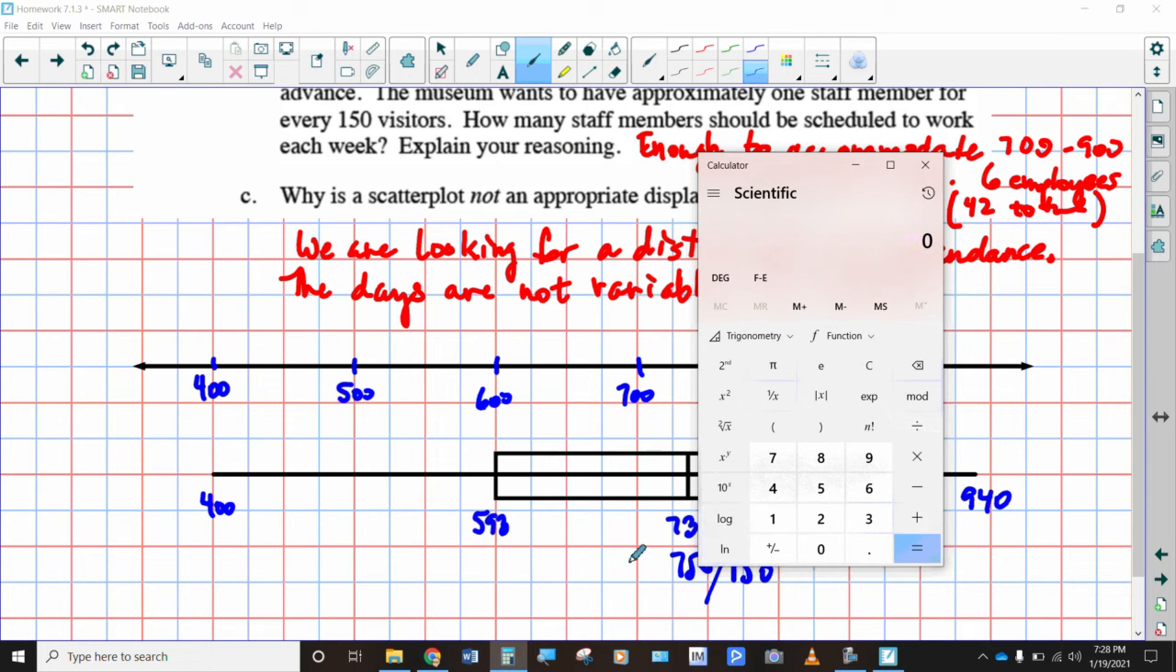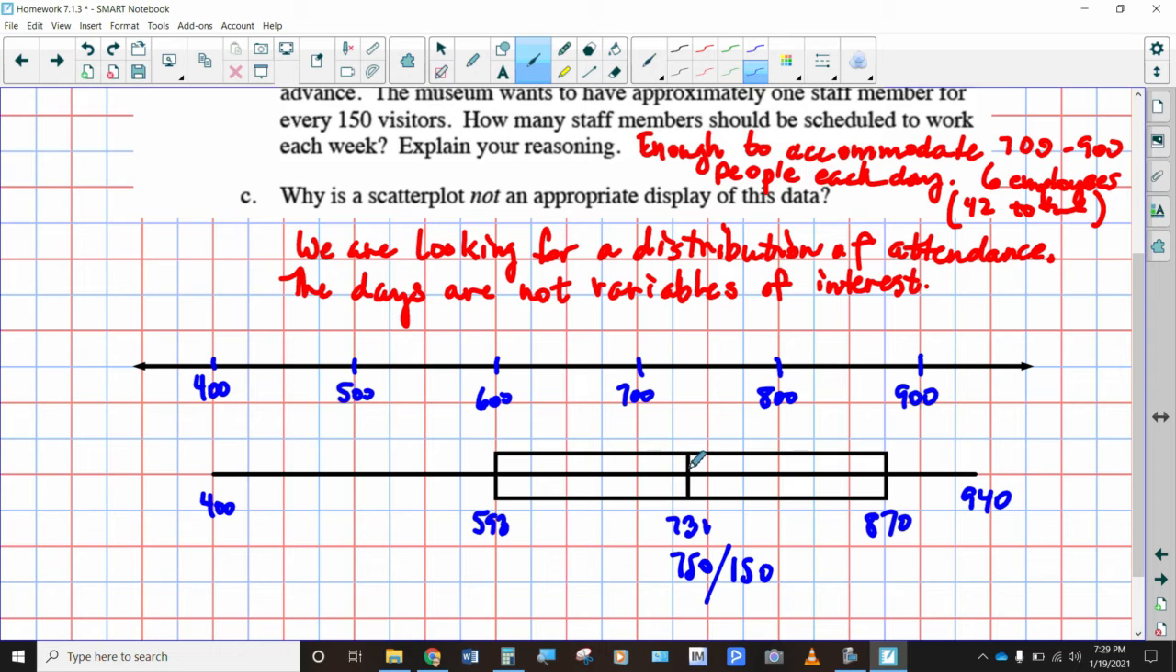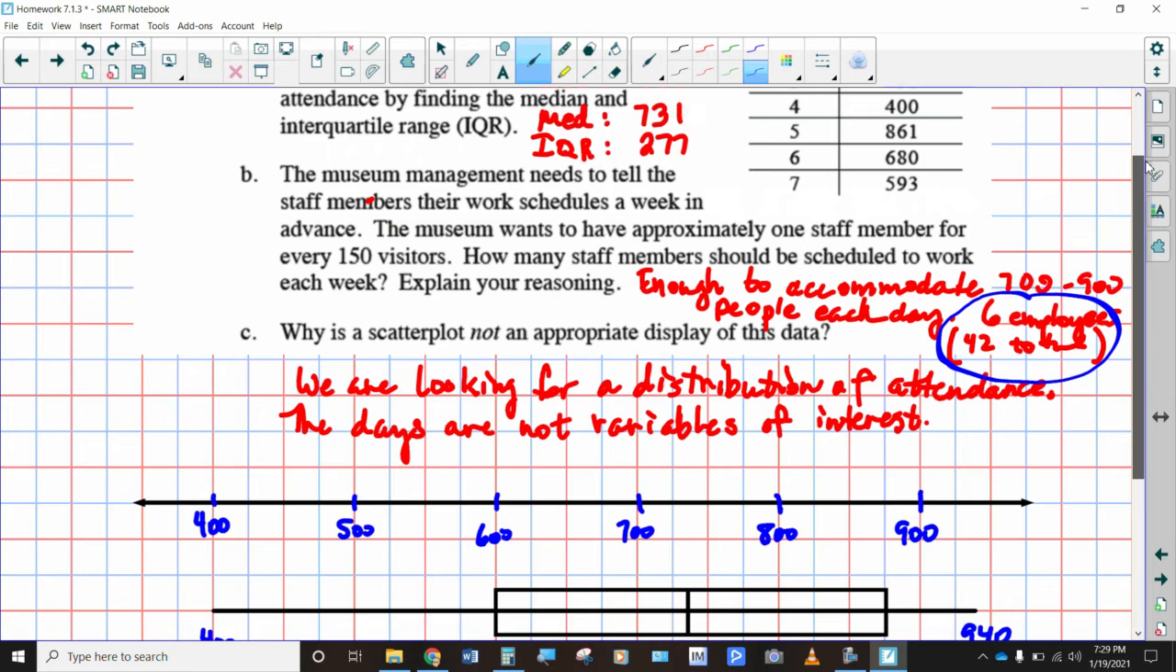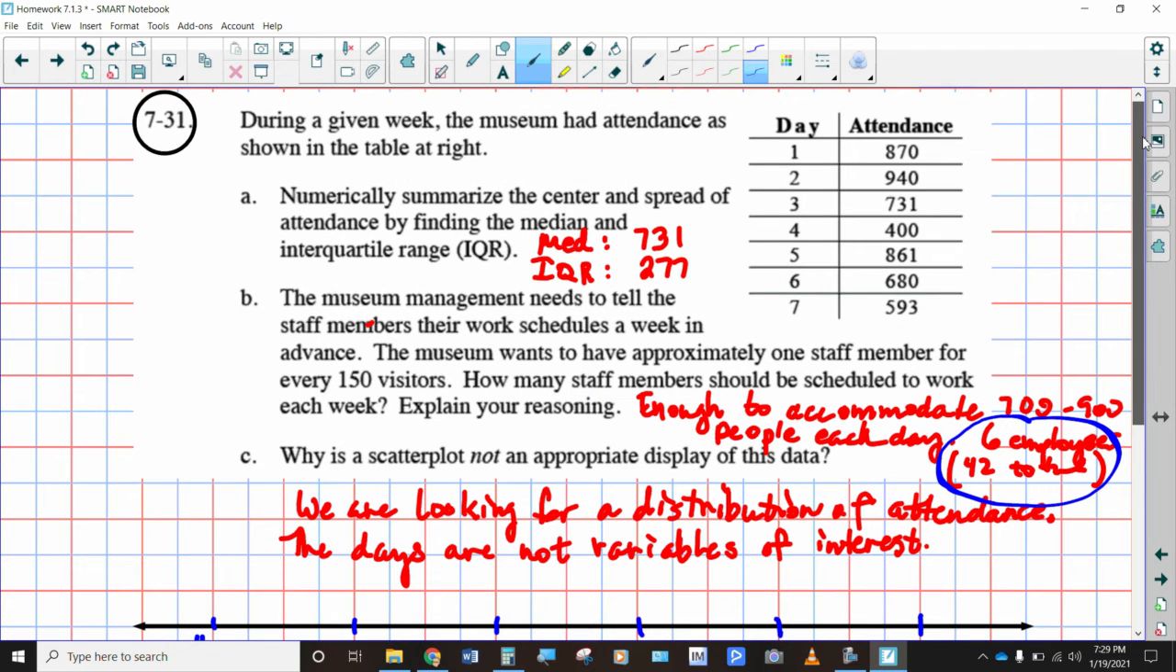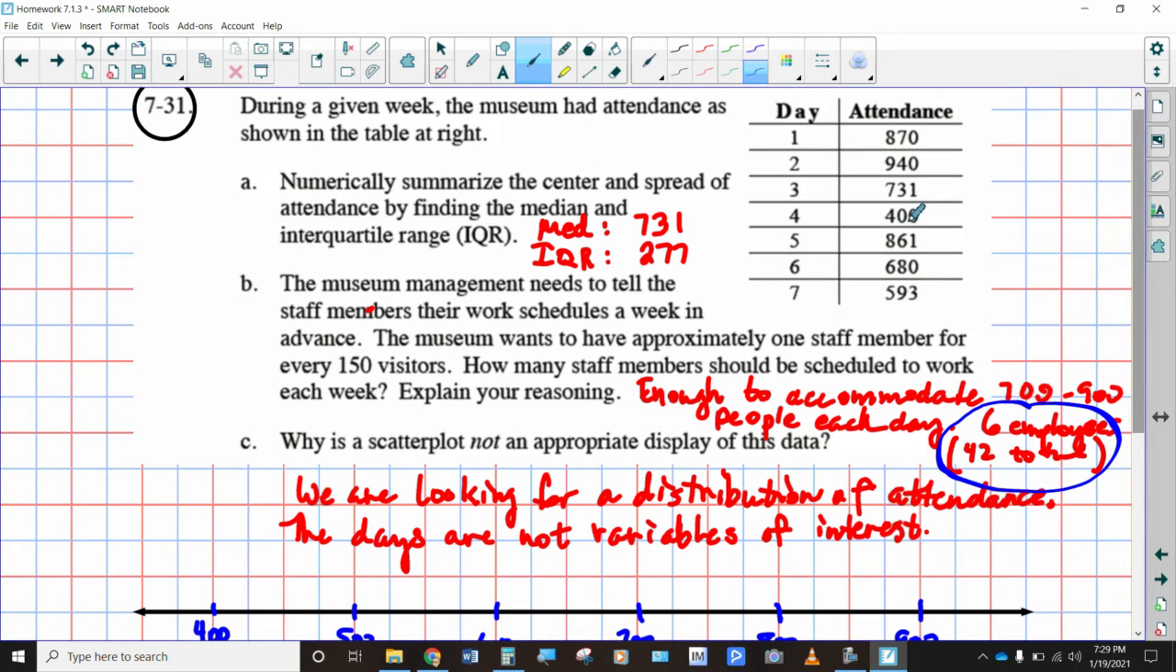So you could be justified in saying 5 employees at the minimum because that's the median. But you've got some days, like half of the days, that are more than that. So I'm suggesting to do like 6 employees, because that would cover between 750 and 900, somewhere in that range. You're going to be safe. And sure, you'll have a couple of days where you'll have too many people working, but 5 or 6 seem like a good number there.